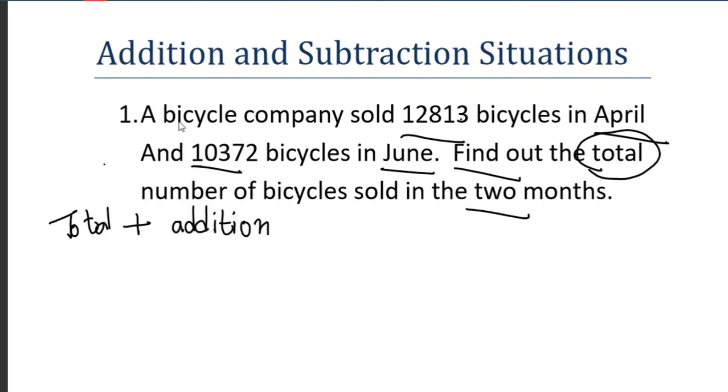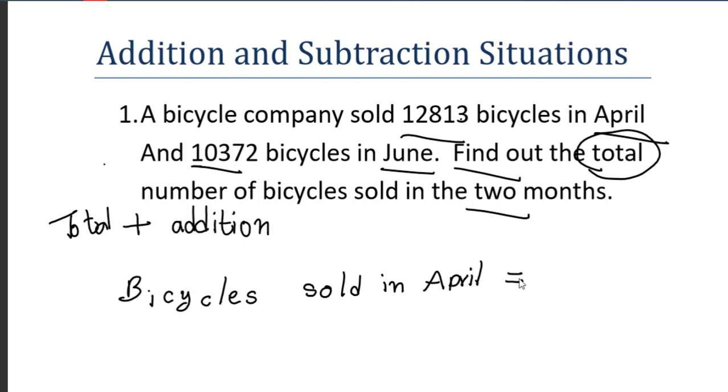So what is the first step? What is the information given? 12,813 is the bicycles sold in April. So the first step: bicycles sold in April. How many bicycles sold in April children? That is equal to 12,813 bicycles.